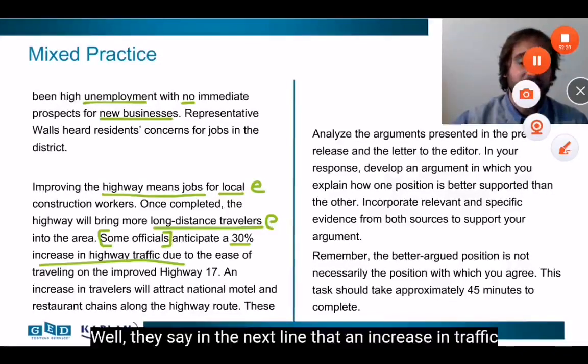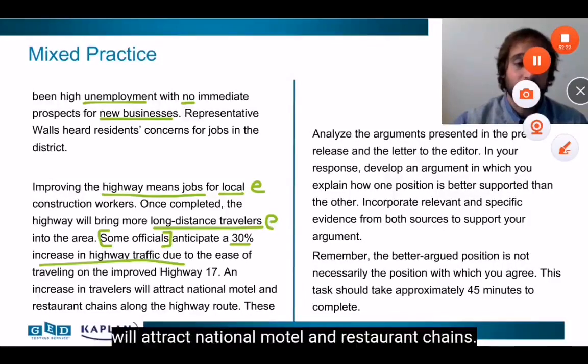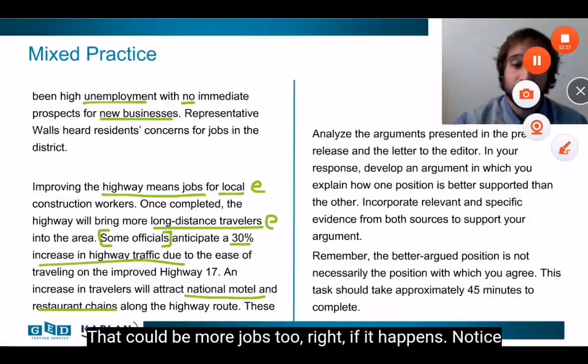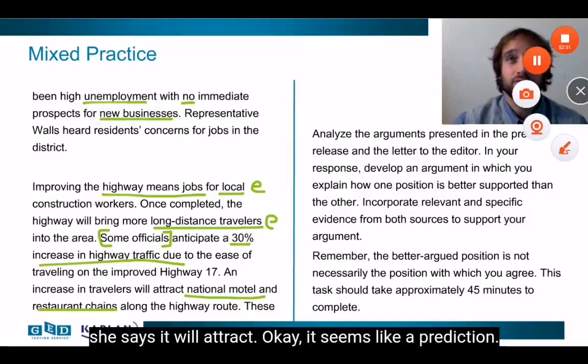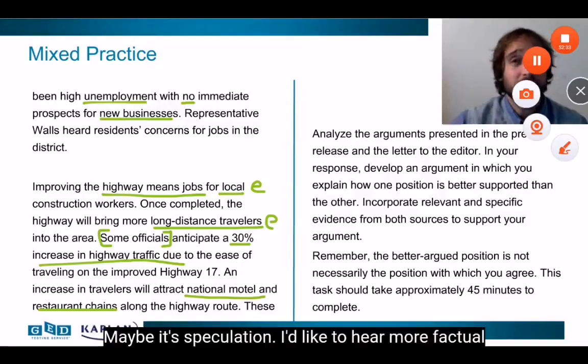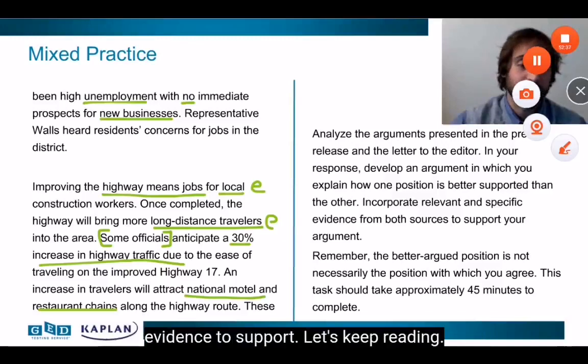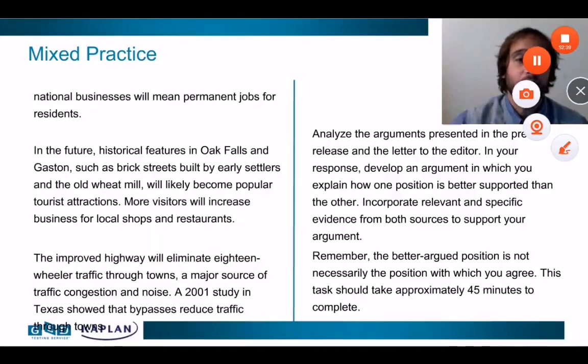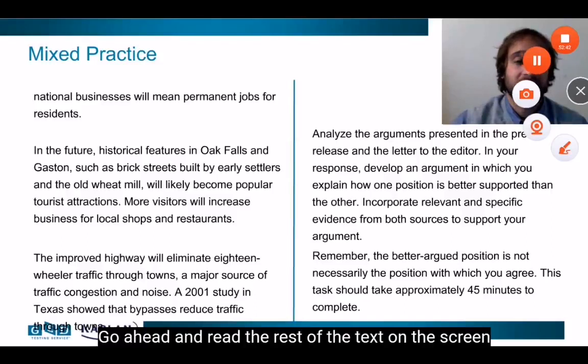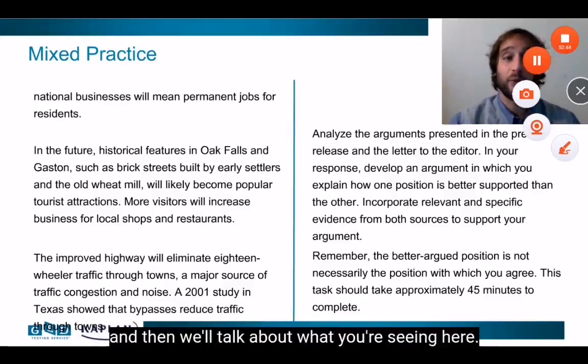Well, they say in the next line that an increase in traffic will attract national motel and restaurant chains. So that could be more jobs too, right? If it happens. Notice it says it will attract. Okay, it seems like a prediction. Maybe it's speculation. I'd like to hear more factual evidence to support it. Let's keep reading. Go ahead and read the rest of the text on this screen, and then we'll talk about what you're seeing here.